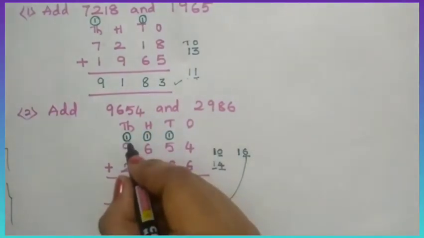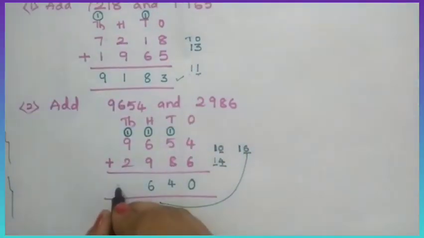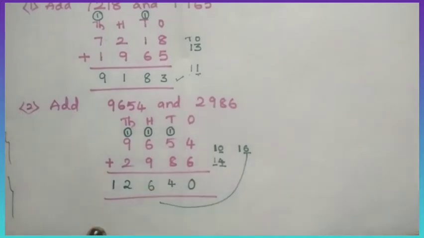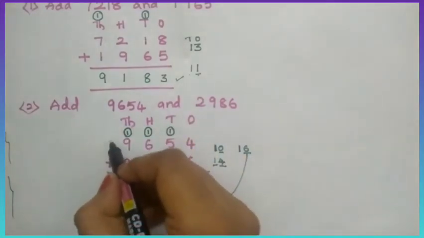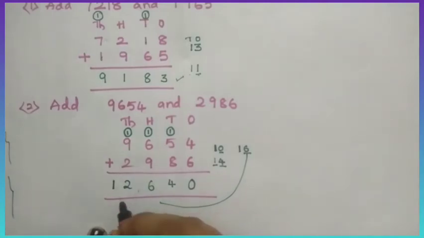Now 9 plus 1, 10. 10 plus 2, 11, 12. So we will get 12 here. 12 is also a 2-digit number, but here there are no more digits, so we will write it here only. So what answer did we get?